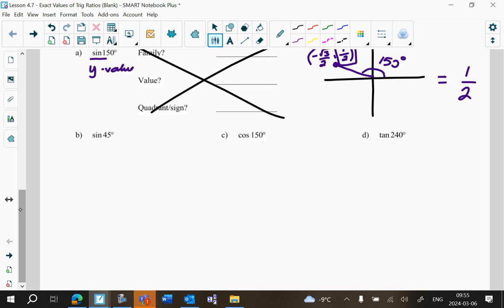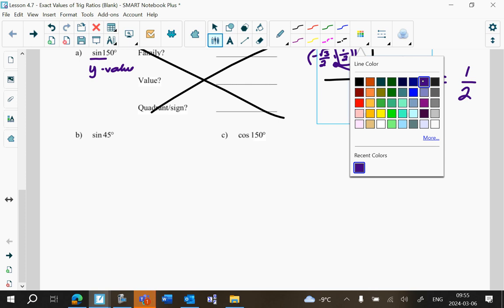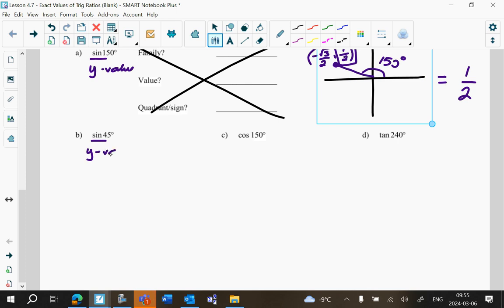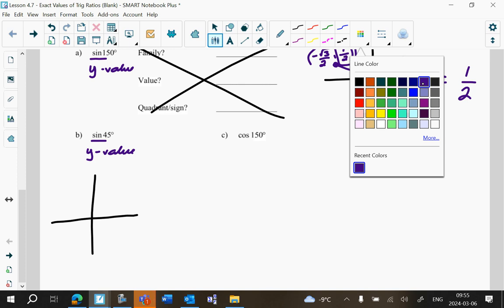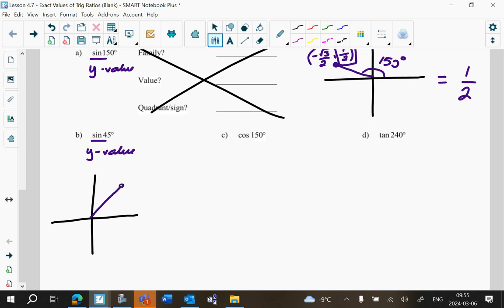Sine 45 we already did. So sine tells me read the y value. 45 degrees, well, that's quadrant 1. That comes out into the middle. That's root 2 over 2, comma root 2 over 2. The sine of 45 degrees will be the y value of that point. Root 2 over 2. That's your answer.